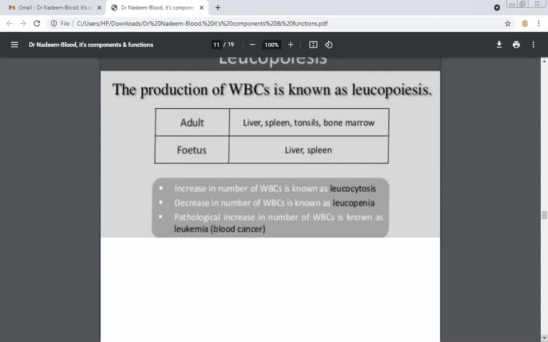Another term is leukemia, commonly known as blood cancer. It means there is a pathological increase in number of WBCs. Pathological means in case of disease. These are general terms. In a normal person, they can increase for the time being, which is known as leukocytosis. In a normal person, they can also decrease in number for the time being, which is known as leukopenia.